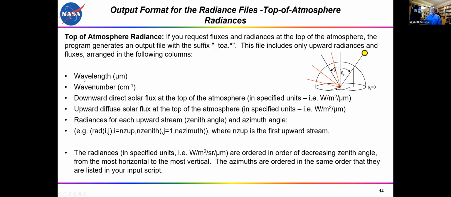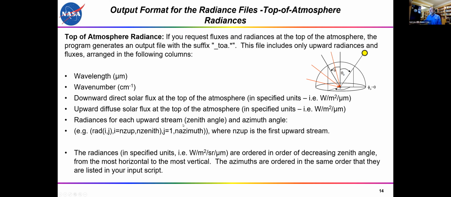The actual structure of the output file is wavelength, wave number, the downward solar flux at the top of the atmosphere if you've specified that you want a solar flux, and the upward diffuse flux at the top of the atmosphere. And so this is the downward direct flux. This is the upward diffuse flux. You can actually do that ratio and get a very nice albedo out of it right away for the spectral range that you actually use.